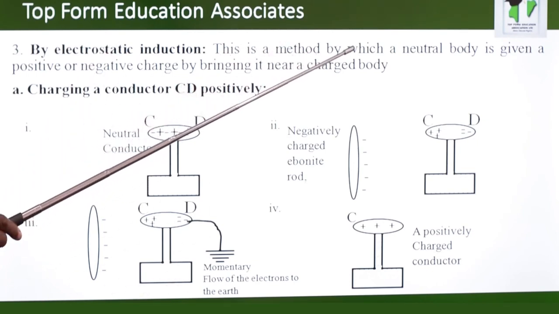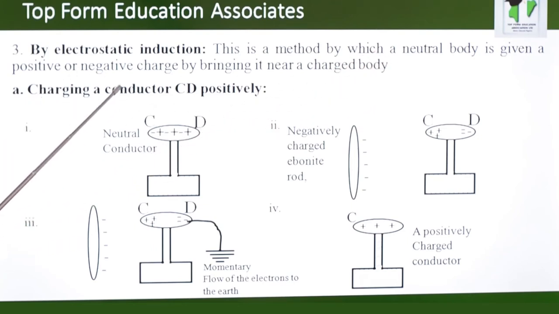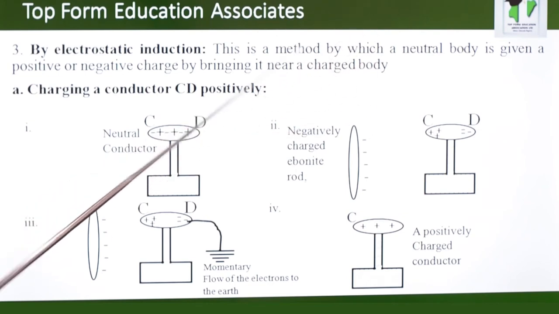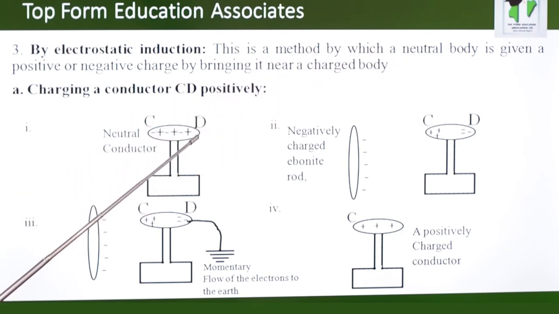This is a method by which a neutral body is given a positive or negative charge by bringing it near a charged body. You don't bring it in contact. A neutral body has equal charges, so you have 1, 2, 3 negative charges and 1, 2, 3 positive charges, equal. This body on its own is neutral. It has equal negative charges and equal positive charges. It is given a positive or negative charge by bringing it near a charged body. So we want to charge this in such a way that it will have only positive or only negative charges.